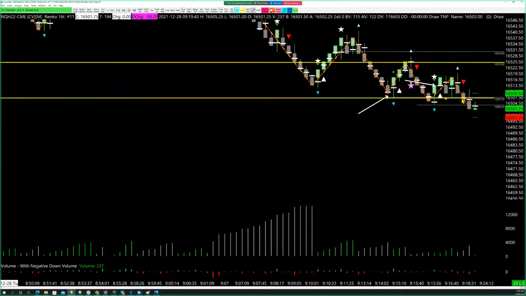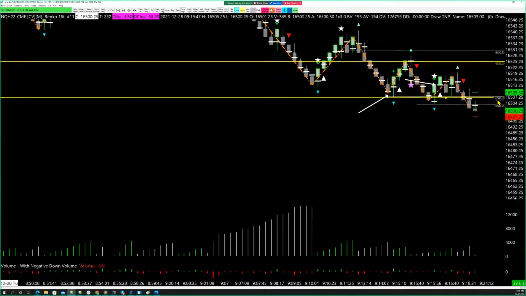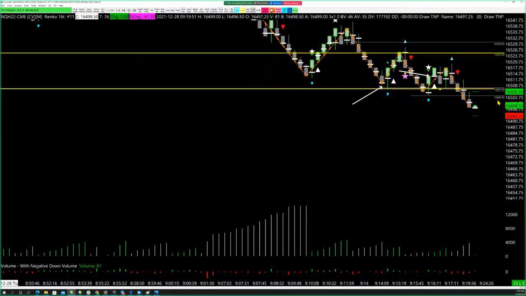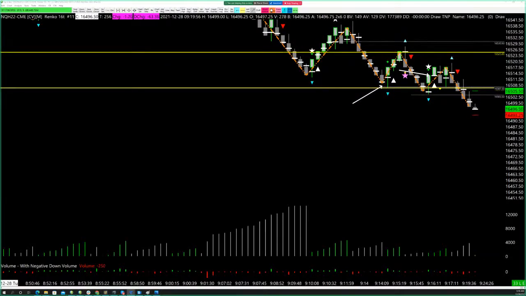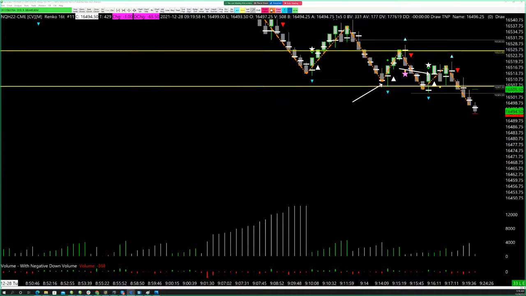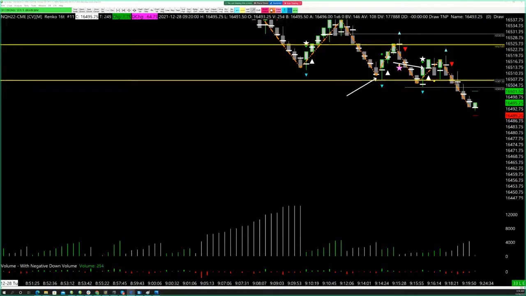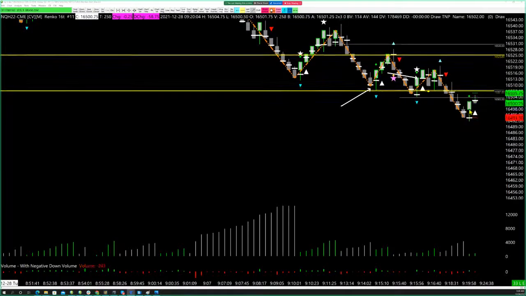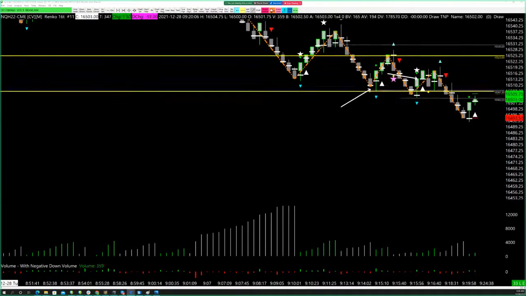See how I couldn't get the point of control above that 16,507? I now know that that's an important area because they tried, right? I witnessed them trying to get it above, and it just didn't work. And that's all fine. There's nothing wrong with that idea. So see that right there? That's long for me. Long, 16,500.